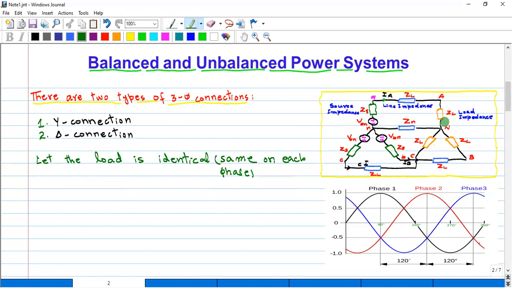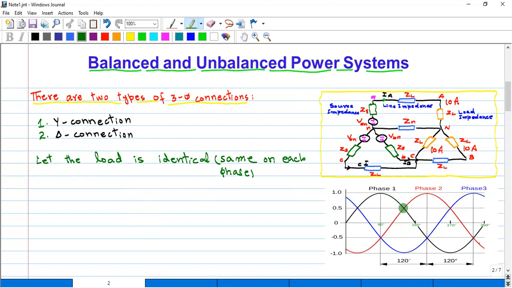If the load is the same, then the current on each phase will be the same, and the phase difference between the currents is 120 degrees, as you can see in this figure. Let's suppose the value of the first phase current is 10 ampere, the second phase current is 10 ampere, and the third phase current is 10 ampere as well. So if the loads are identical, the value of the current on each phase will be the same.